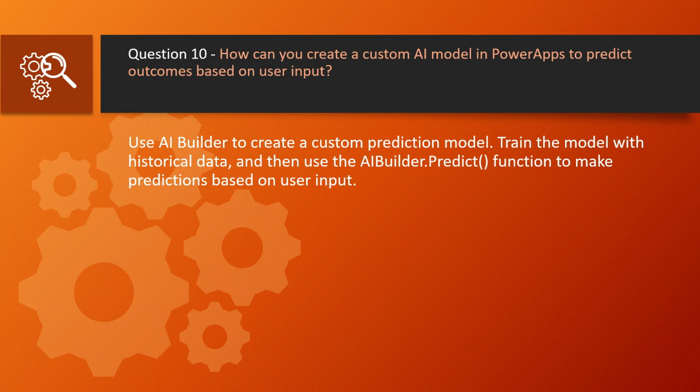How can you create a custom AI model in Power Apps to predict outcomes based on user input? For prediction you need to use AI Builder to create a custom prediction model. You need to train the model with historical data, and then you can use the AI Builder predict function to make the prediction based on the user input.